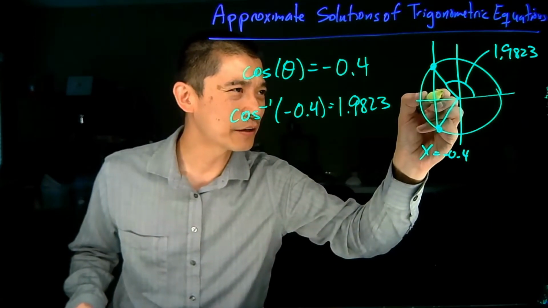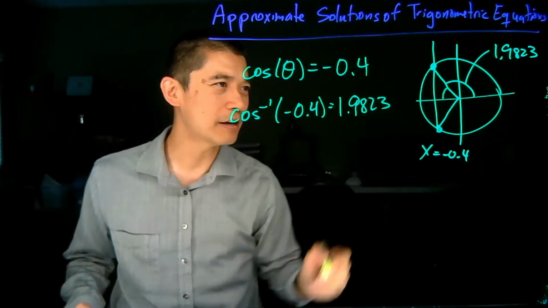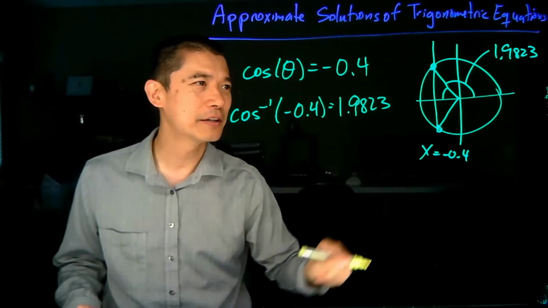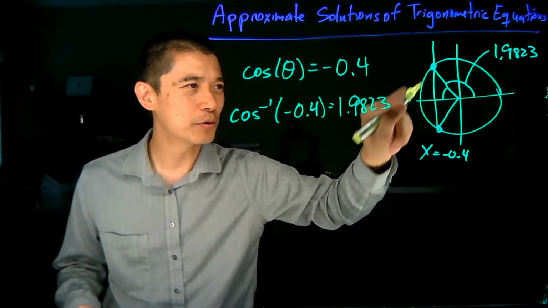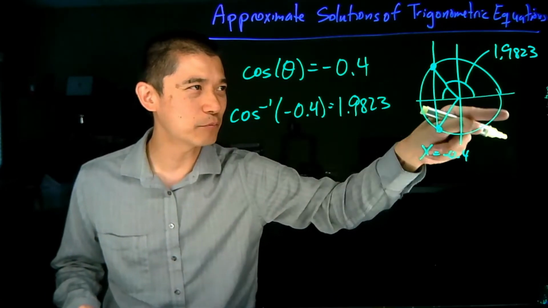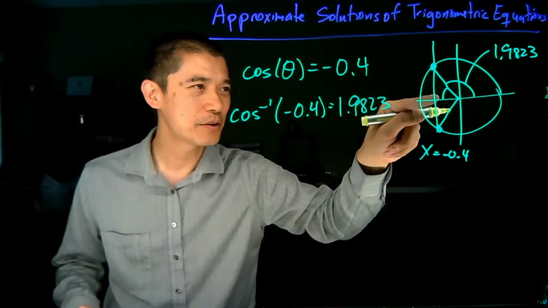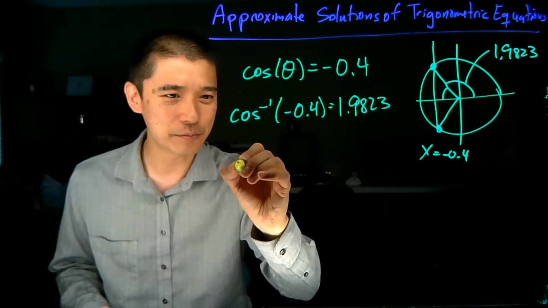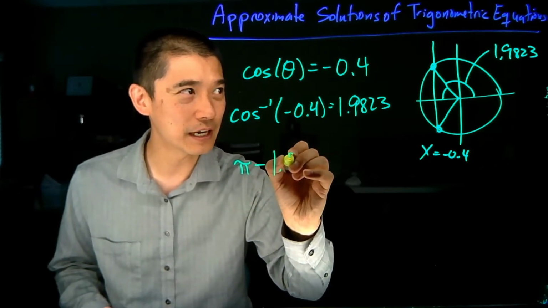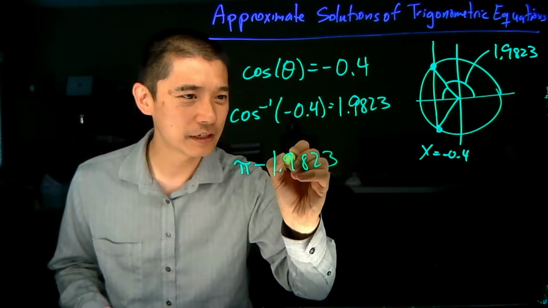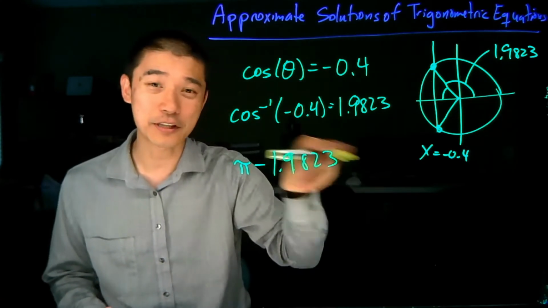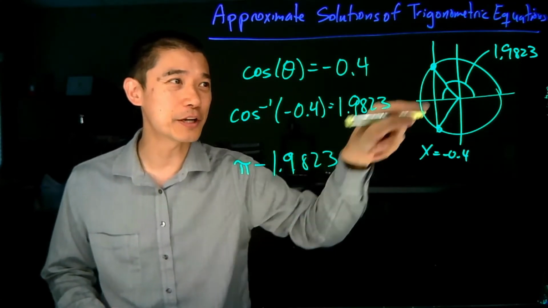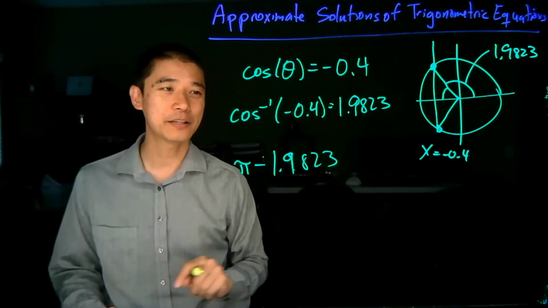So the reference angle for this diagram, or excuse me, for this angle, is right there. Question is, what is that angle? Well, the whole thing is pi, and this side takes up 1.9823 of it, so that other part is whatever's left over after you subtract it off from pi. So we have to do pi minus 1.9823. And again, that comes from looking at the picture. This is not some general formula that you always use. It comes from looking at this picture and thinking about it.